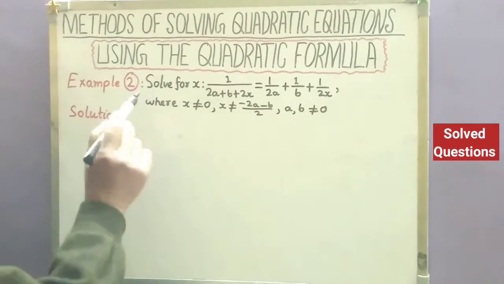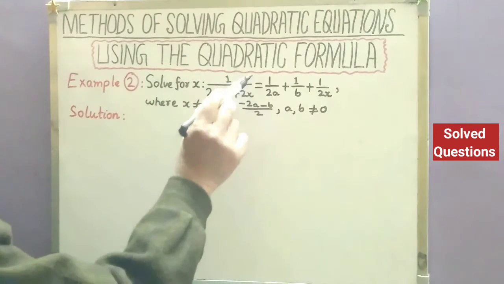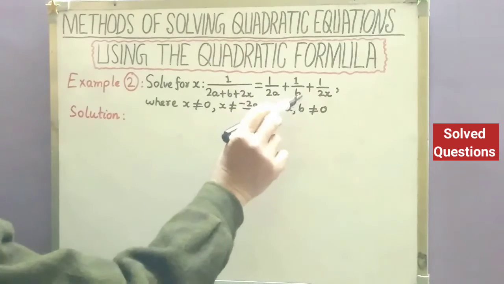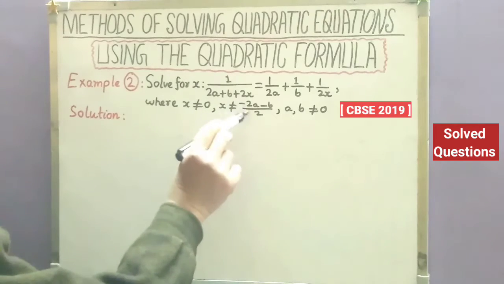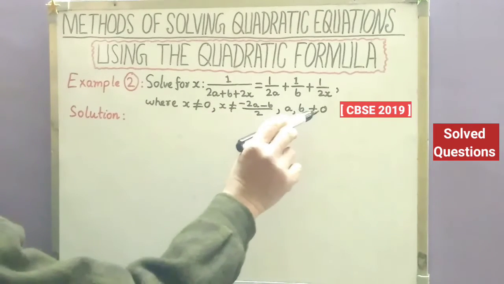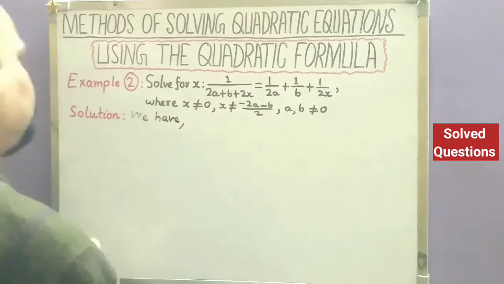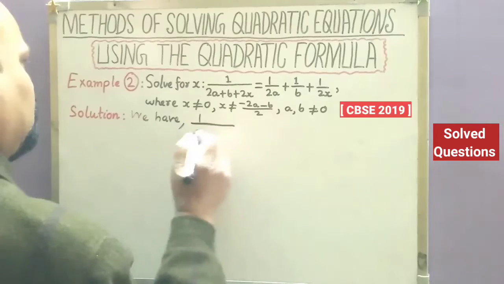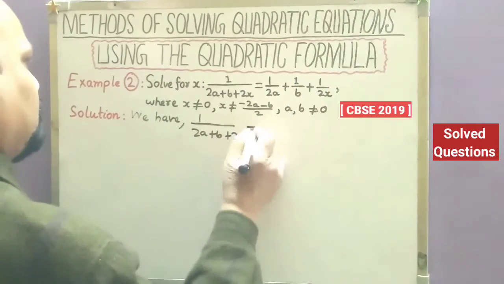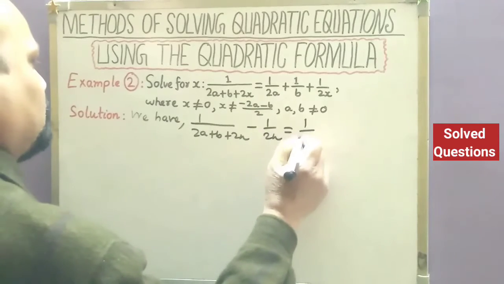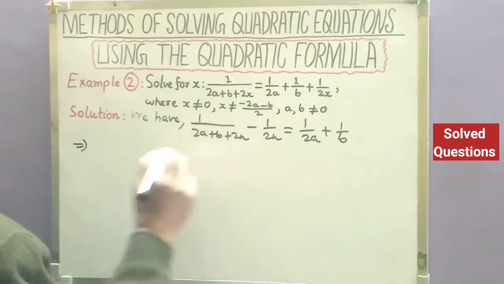Now, let's consider example 2. Solve for x: 1 upon (2a plus b plus 2x) equals 1 upon 2a plus 1 upon b plus 1 upon 2x, where x is not equal to 0, x is not equal to minus (2a minus b) upon 2, ab not equal to 0. Now, let's solve this question. We have 1 upon (2a plus b plus 2x) minus 1 upon 2x equal to 1 upon 2a plus 1 upon b.